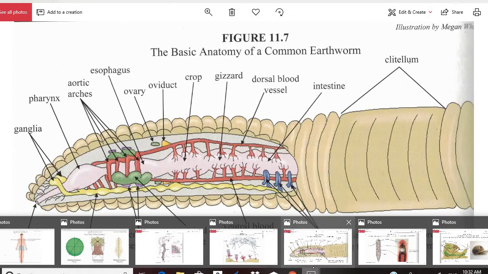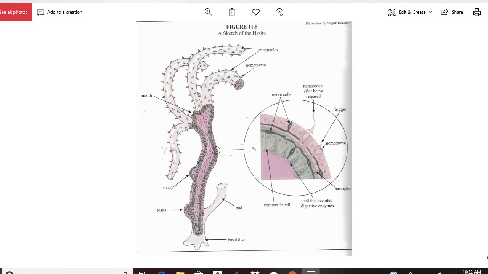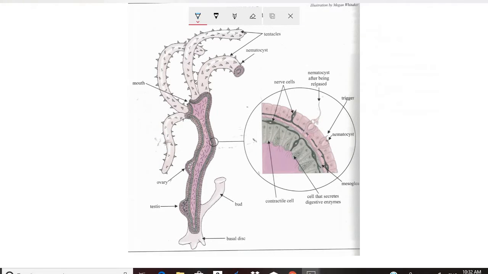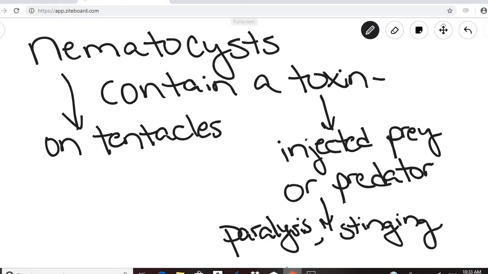So let's look at a picture of a hydra. Here's a picture of the hydra, and on this hydra you can see here are the tentacles, but then these structures that stick off the tentacles are the nematocysts. It is those nematocysts, usually just triggered by touch or pressure, that will release the toxin into the predator or the prey. So nematocysts are an important part of organisms in phylum Cnidaria.